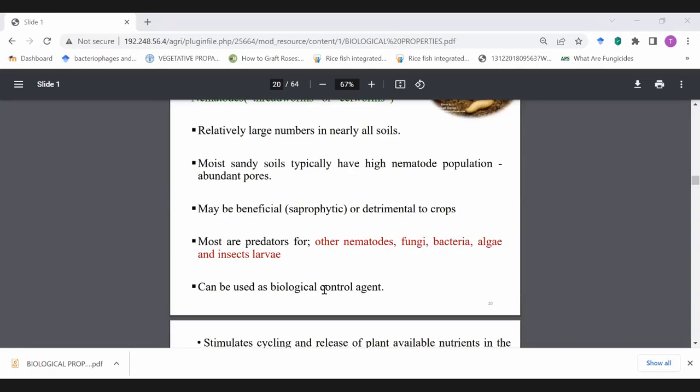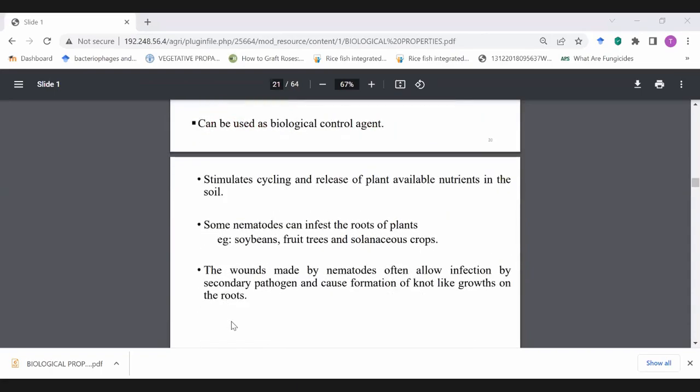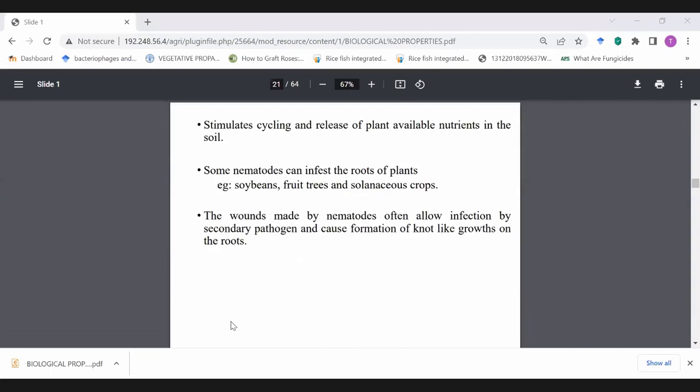They can be beneficial and also harmful, that means detrimental, to the crops. They are saprophytic, meaning obtaining food by absorbing dissolved organic material, so by that they may be beneficial to the crops as well. Most are predators of other nematodes, fungi, bacteria, algae, and insect larvae, so they can be used as biological control agents. They stimulate the various nutrient cycles, and by that they release plant available nutrition to the soil. That's also a benefit.